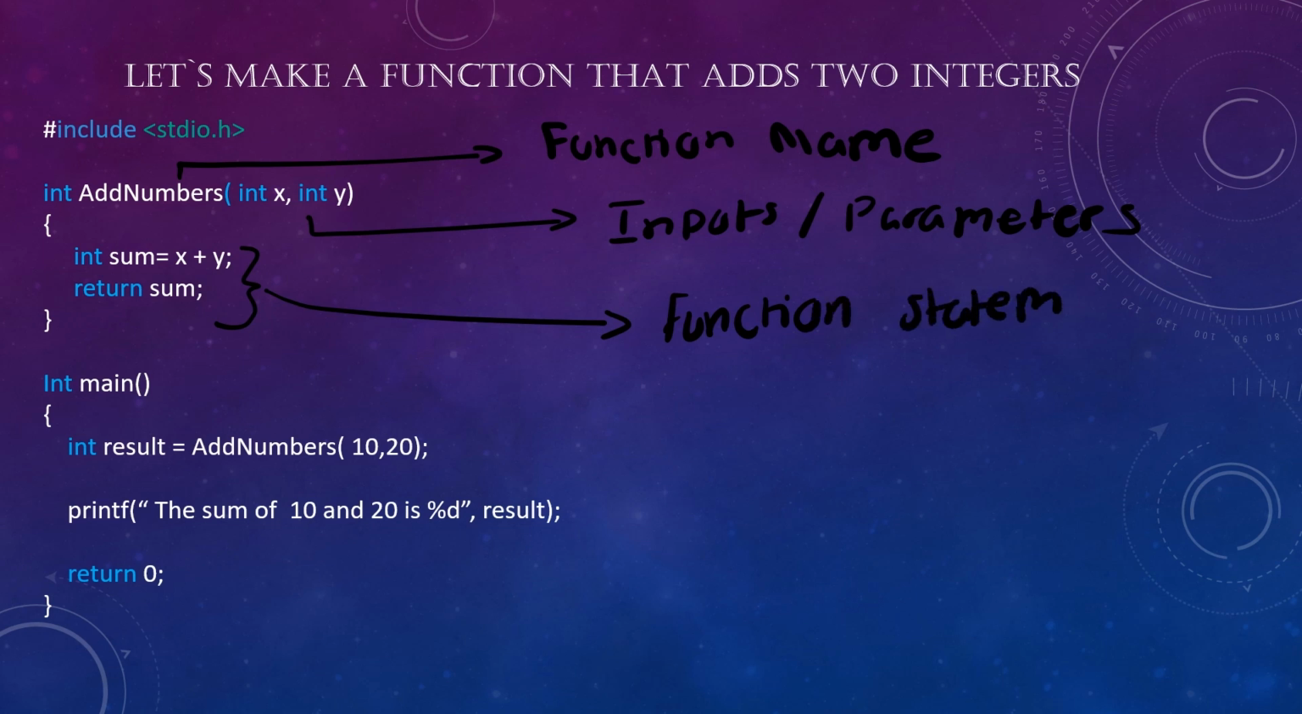Inside the main function, int result = addNumbers(10, 20); declares an integer variable named result and assigns it the result of calling the addNumbers function with arguments 10 and 20.